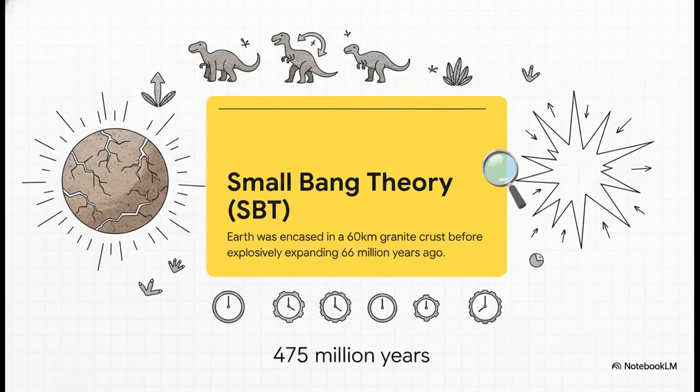To make sense of the biology, we first gotta neutrally define the geology this text proposes. The Small Bang Theory argues that for hundreds of millions of years, the Earth did not look anything like the blue marble we know today. Instead, it was completely encased in a solid 60-kilometer-thick granite crust. It was essentially a giant pressurized pressure cooker.